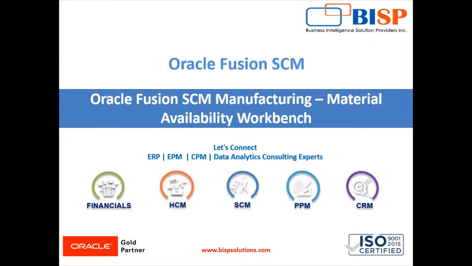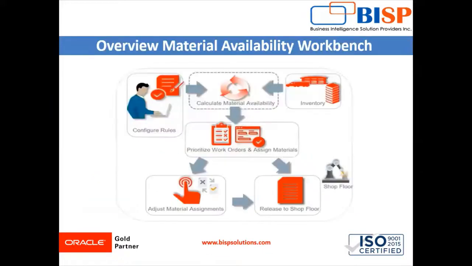As a production supervisor, we can use the material availability workbench to configure rules to prioritize the list of work orders, and we can also assess the material availability for those priority work orders, right? So the material availability workbench provides a tool in which you can create rules that will help you to manage the shortage. So this is the flow diagram of the material availability workbench, right?